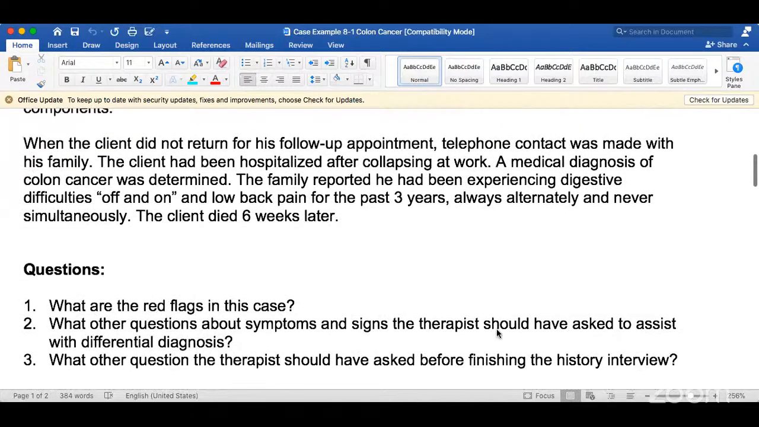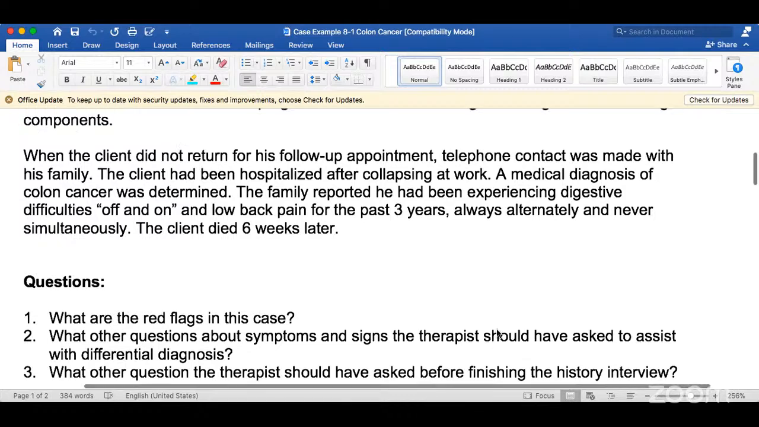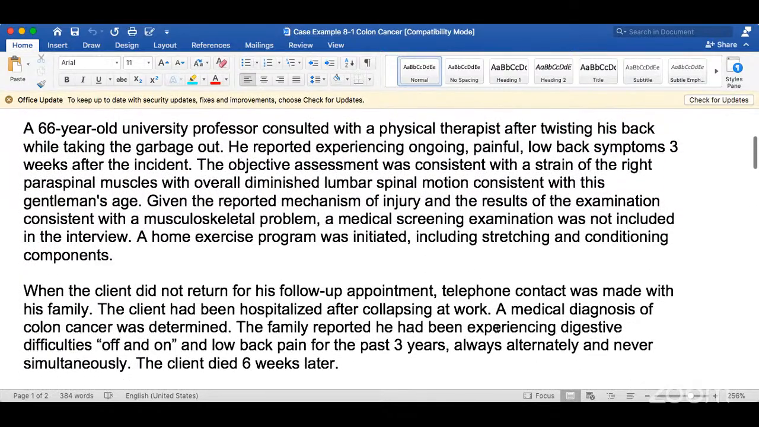That was not there. So what are the questions? What are the red flags? What other questions about symptoms and signs the therapist should have asked to assist with differential diagnosis? What other questions the therapist should have asked before finishing the history and interview? Can we respond to this? Let me know if you want me to move to the answers again.